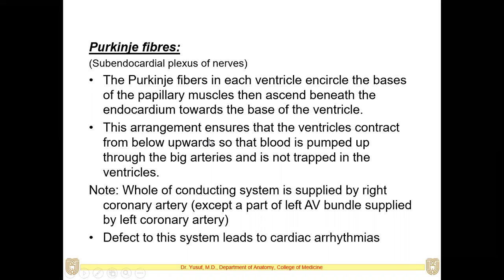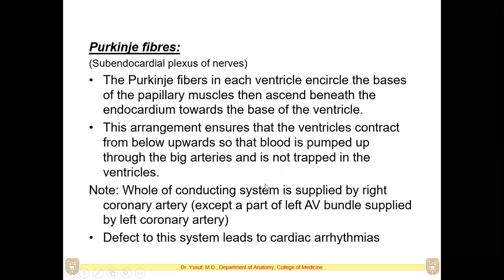So when they produce the impulse, it will be produced from below upwards. The contraction starts from below the heart and pushes the blood into the aorta or the pulmonary trunk. This arrangement is very important. It ensures that the ventricles contract from below upwards, so that the blood is pumped up through the big arteries, that is the aorta and the pulmonary trunk, and is not trapped in the ventricle. So this arrangement of Purkinje fibers going up to the base of the papillary muscle is very important.